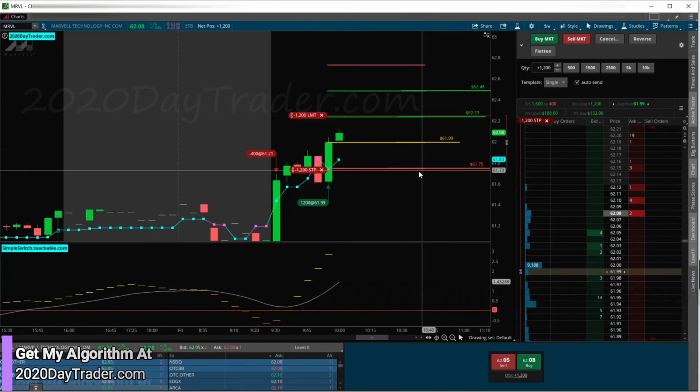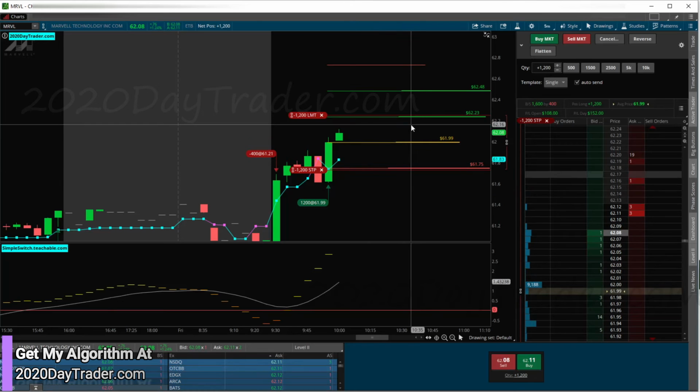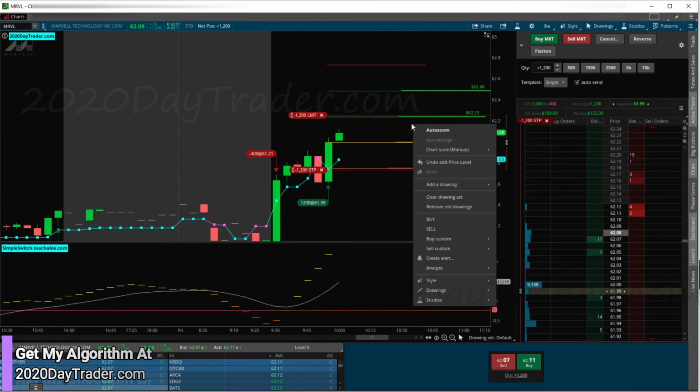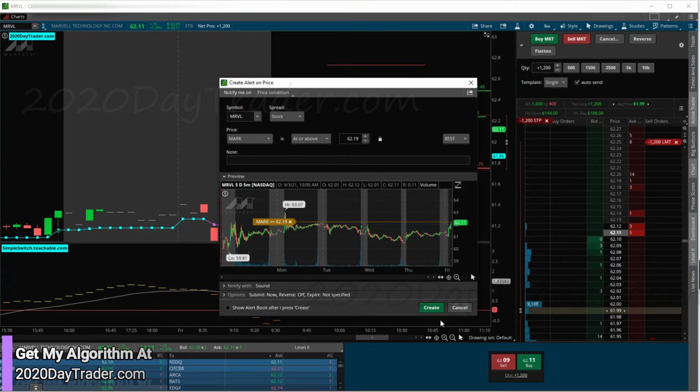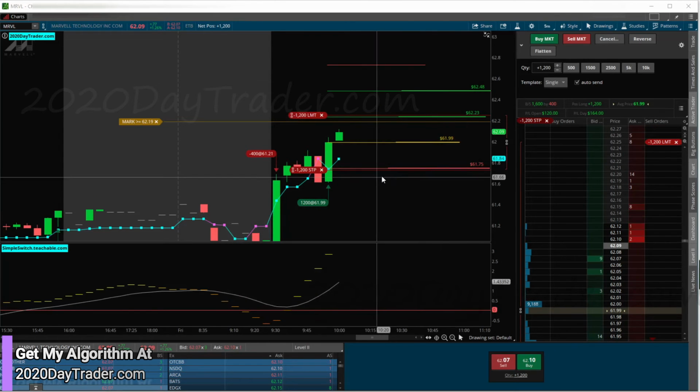So then I'll come over here and I'll right-click on the chart, and because around 90% of the way I want to be able to move my stop to break even. So right-click, and then I'll put create an alert down here, and then at or above, create. And then I'll get my alert in.